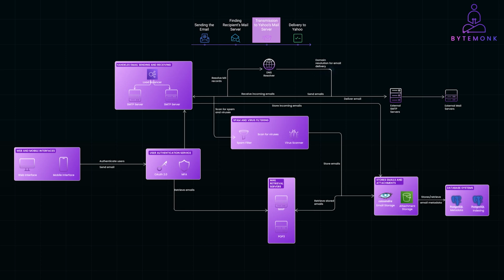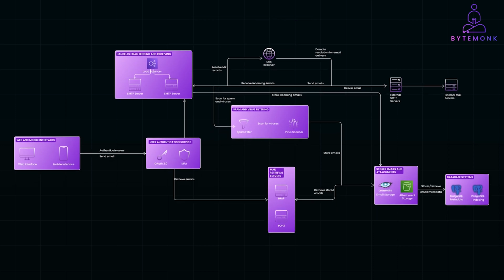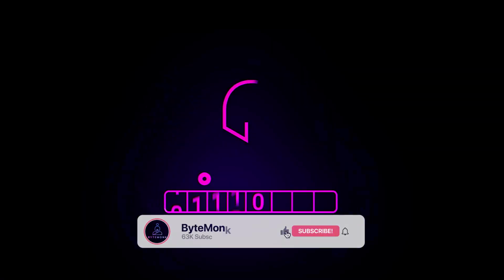And once Google has the MX record, it begins transmitting the email to Yahoo's server via SMTP. The email might pass through multiple network routers or relay servers, ensuring it reaches Yahoo. And finally, the email arrives at Yahoo's server, where it is processed, filtered, and stored in the recipient's mailbox, waiting for them to open and read it. In this video, you will not only learn more about mail servers, but we will also do a high-level system design. So, let's get started.